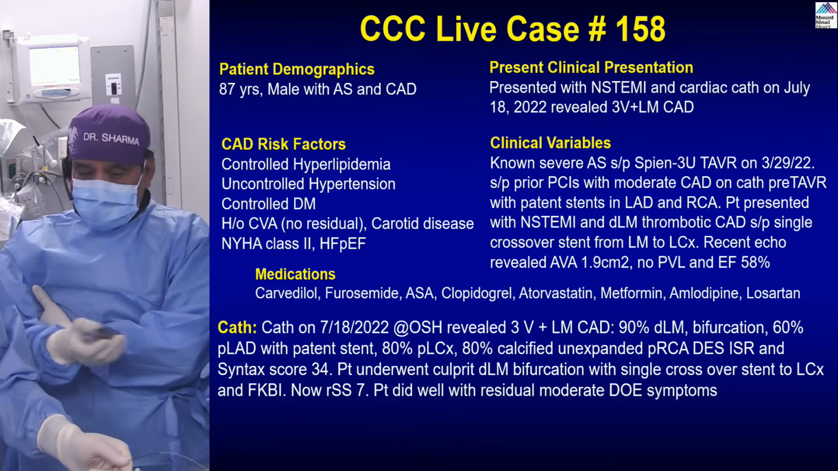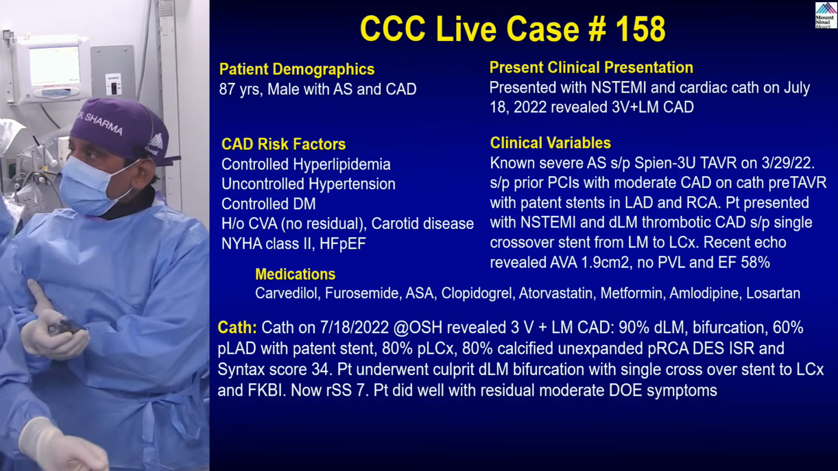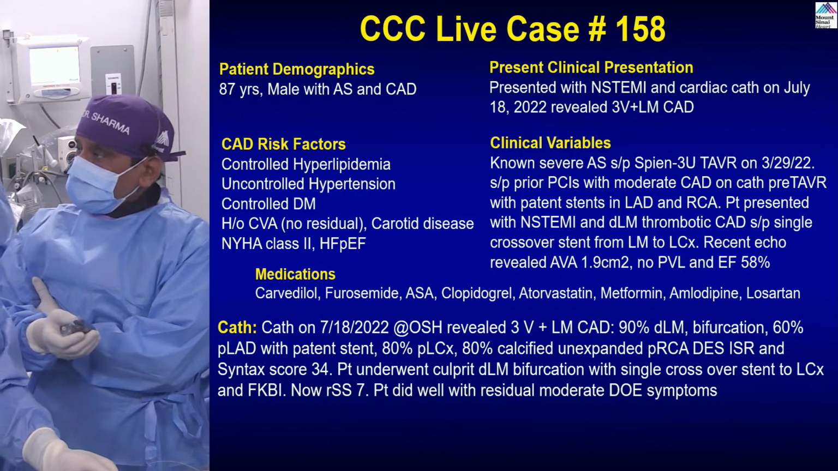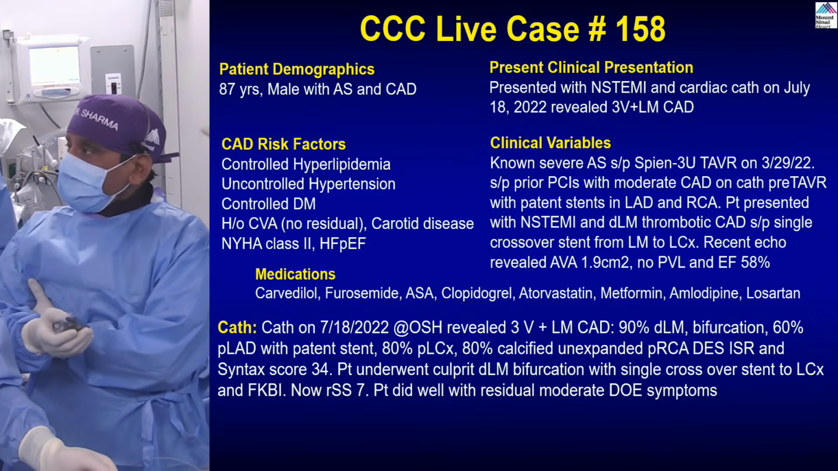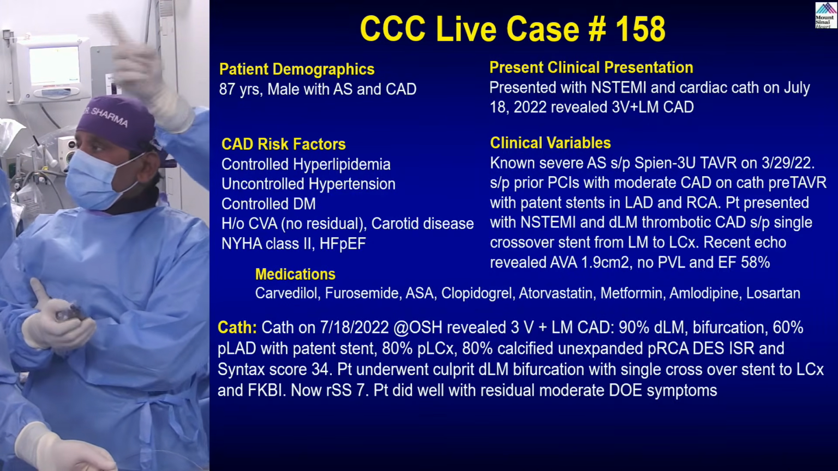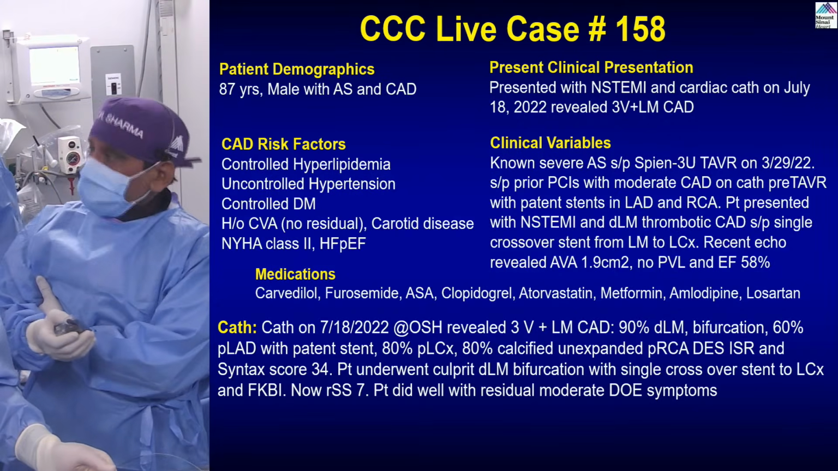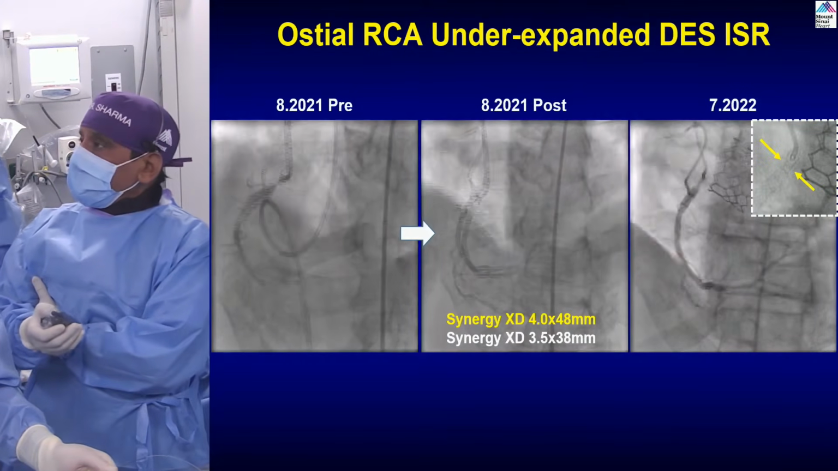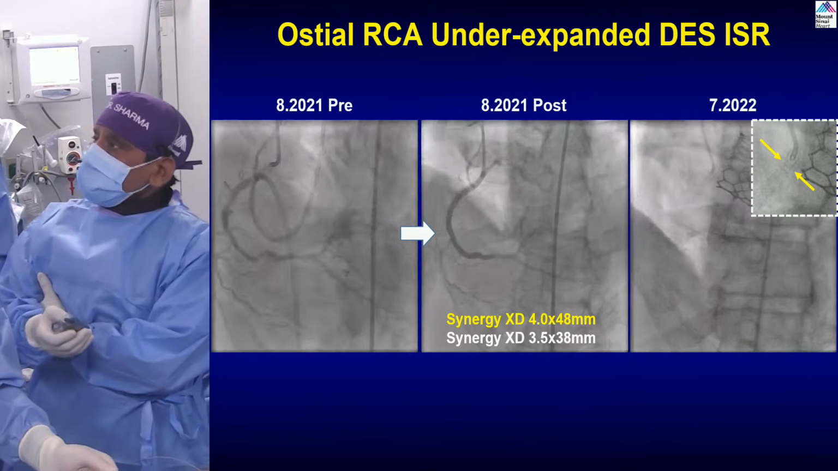LAD was good, so we put a stent across with a kissing balloon, did very well. At that time the SYNTAX score was 34, and now he has a residual SYNTAX score of 7 for the right coronary. So let me show you what the right coronary was. This was last year in August.